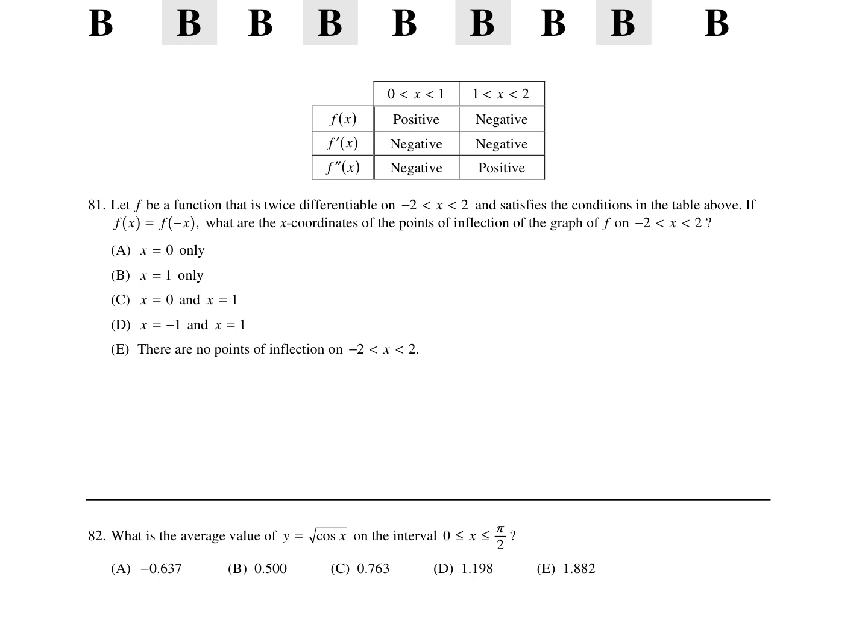Okay, so 81 is D. 82 is C. 83 is C. Wait, we got a term. All right, 84 is D. Good. 85 is B.